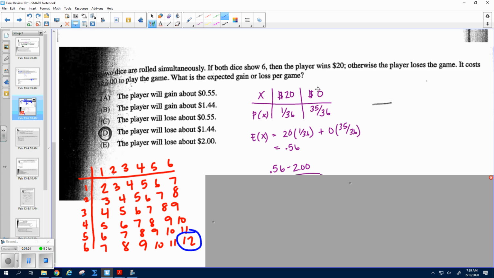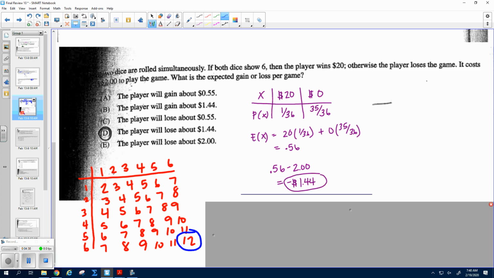So for the expected value, we do this times this plus this times this, which gives us 0.56. But that's how much you would win, not counting what you paid to play. So you have to subtract the $2 you paid to play, and the answer is D.